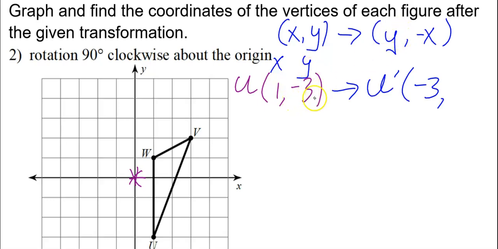Y is second, write it first. Then write X, change its sign. X was first, I wrote it second, changed its sign.